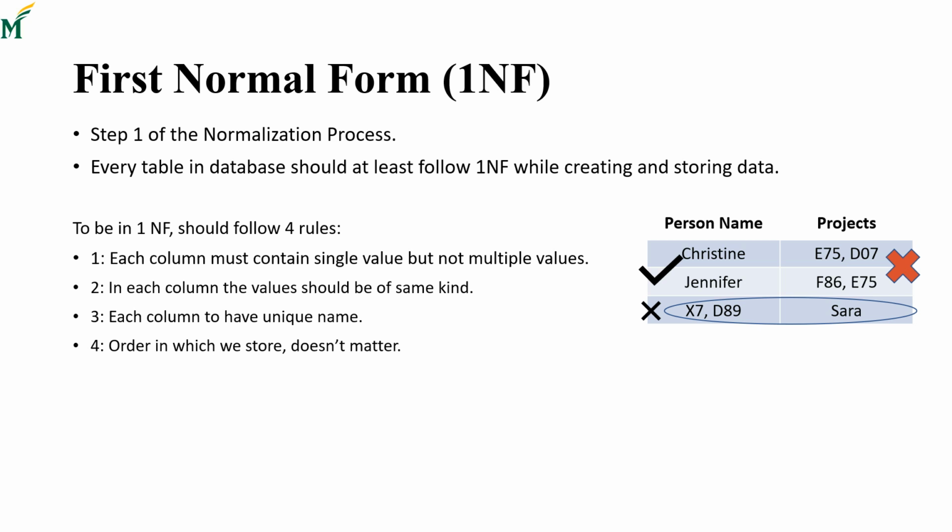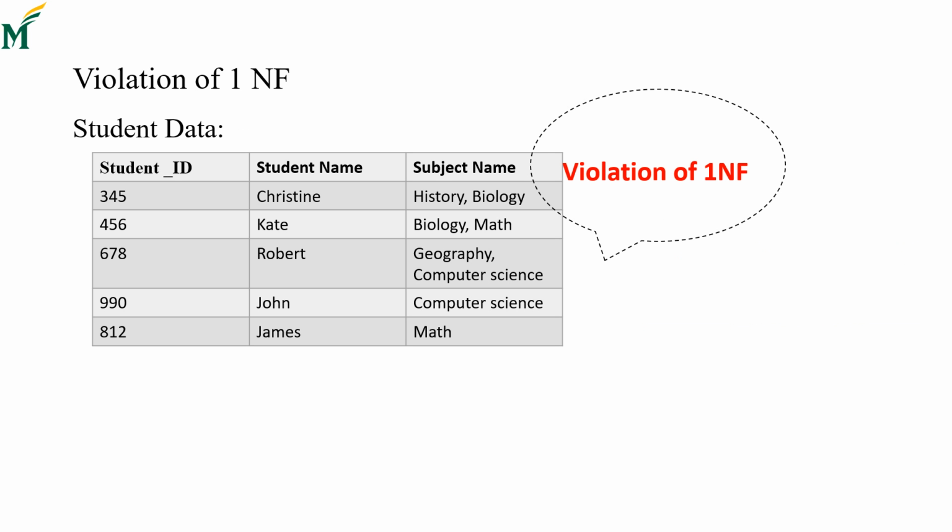The 4 rules to be followed are: 1. Each column must contain a single value, not multiple values. 2. In each column, the values should be of the same kind. 3. Each column must have a unique name. 4. The order in which we store data doesn't matter. Here is a table of student data which violates first normal form.